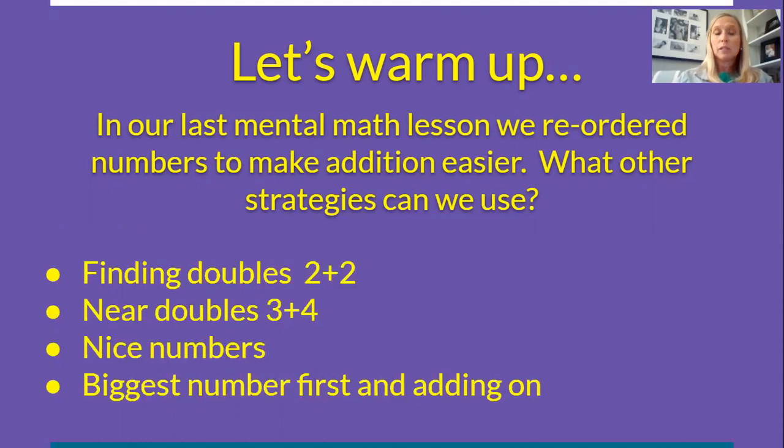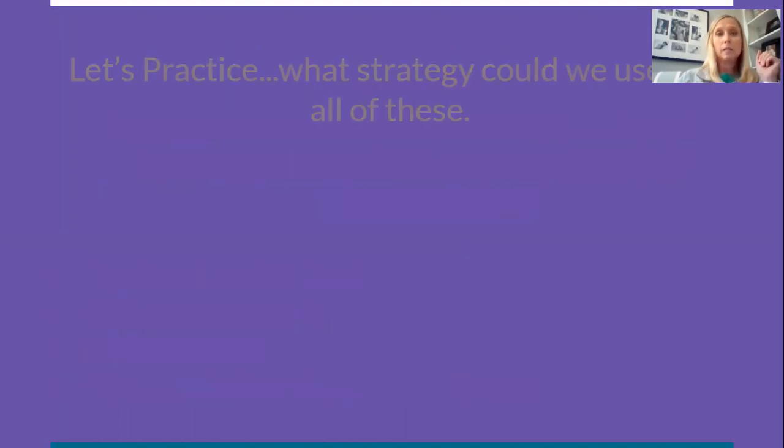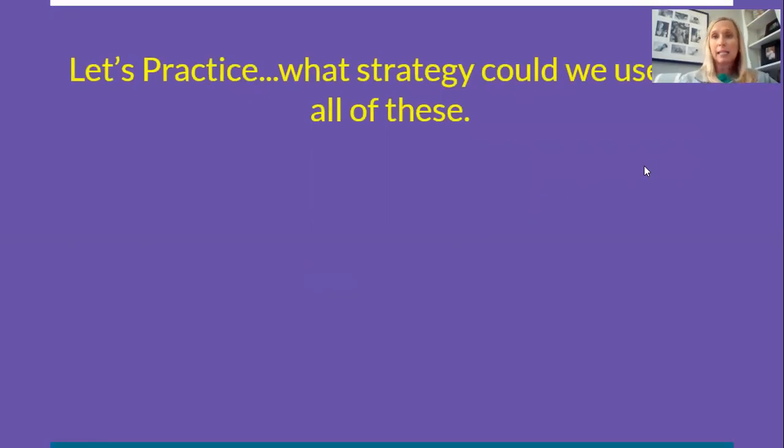Now, nice numbers are numbers that make a 10, or make 20, numbers that end in a 0. Another strategy that we can use when adding is taking the bigger number and adding on. For example, if we had 7 plus 4, putting 7 in our head and counting on 4 to get 11 is another strategy for adding. Okay, so now let's practice finding the best strategy that we could use for these addition problems.